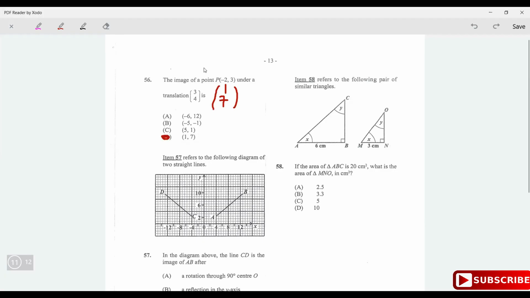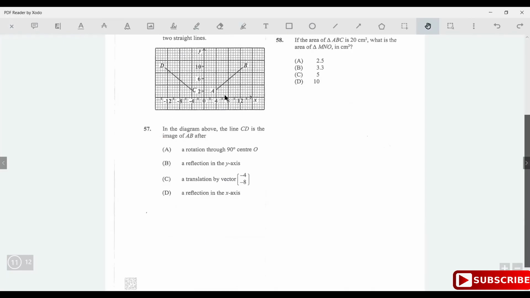All right, all I did was add P to the translation. That's negative 2 over 3 plus 3 over 4. All I did was add the point P and the translation. That gives us 1, 7. Easy. Next question.